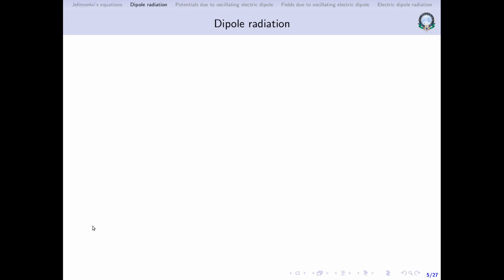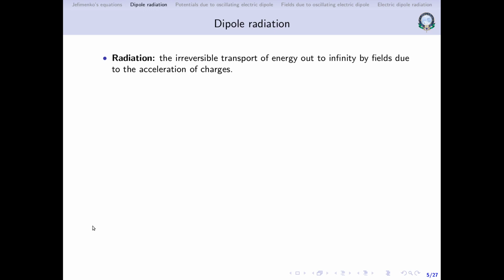Now coming to dipole radiation. Let's define what a radiation is. Radiation is simply an irreversible transport of energy out to infinity by fields due to the acceleration of charges. So we have charges which are accelerated, and because of these accelerated charges, we'll have electromagnetic waves which will be generated, and these electromagnetic waves will carry out energy in an irreversible way. That means you cannot get this back. So that is known as radiation, and this is out to infinity.